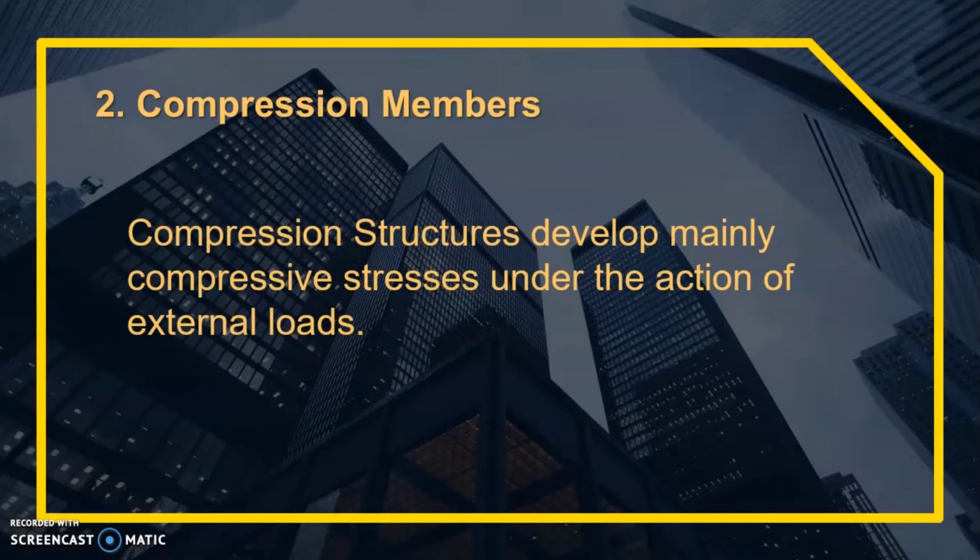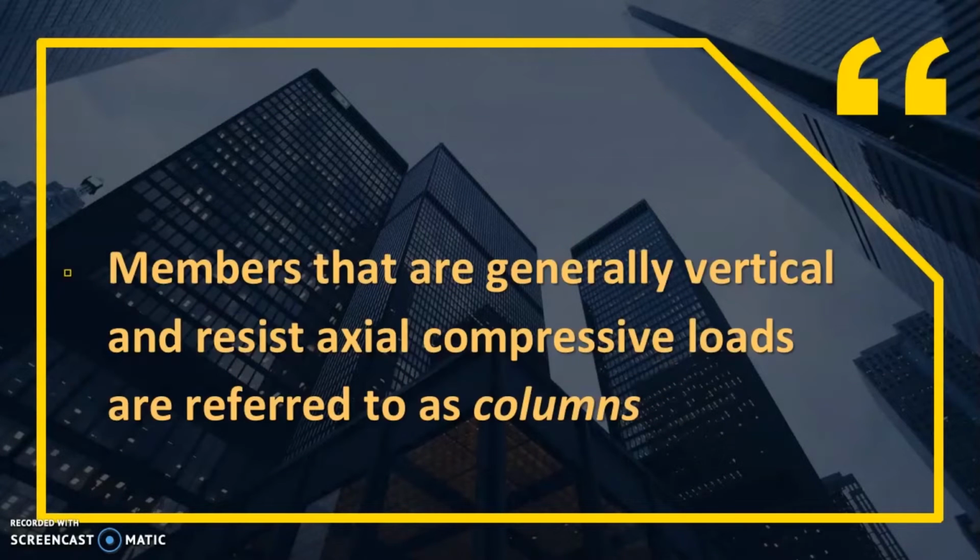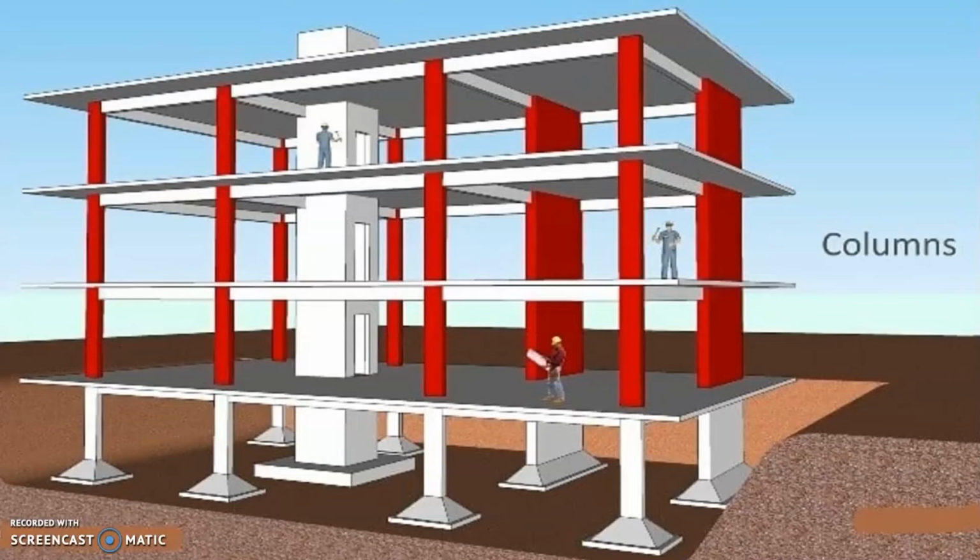Number 2 is compression members. Compression structures develop mainly compressive stresses under the action of external loads. Example niyan is columns. Members that are generally vertical and resist axial compressive loads are referred to as columns. So, ito yung mga vertical members ng frames natin and nire-resist nila is axial loads. So, example niyan, this is a 3D frame. As you can see, yung mga kulay pula, these are columns.